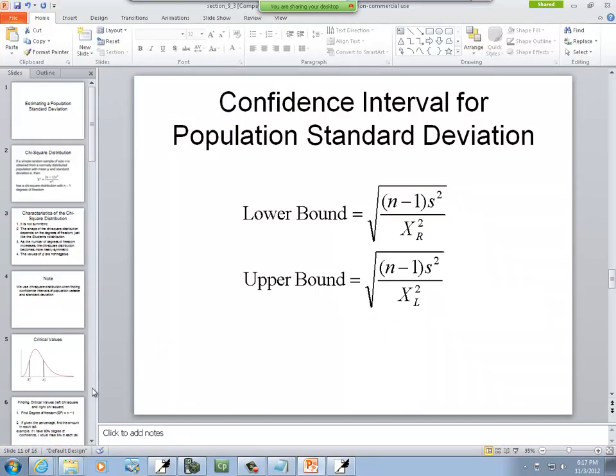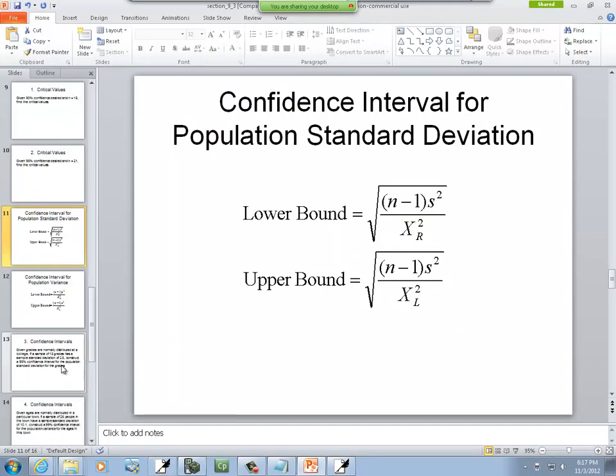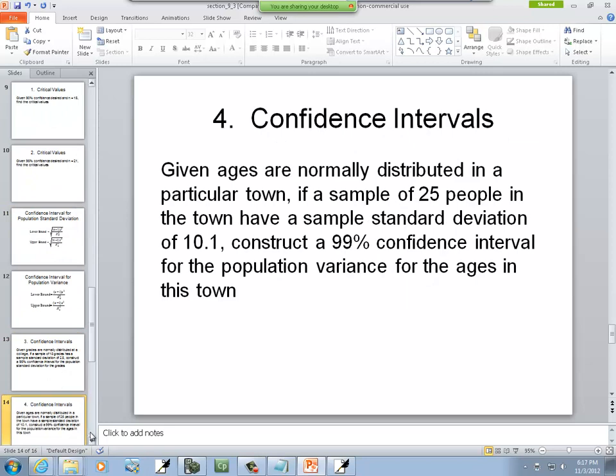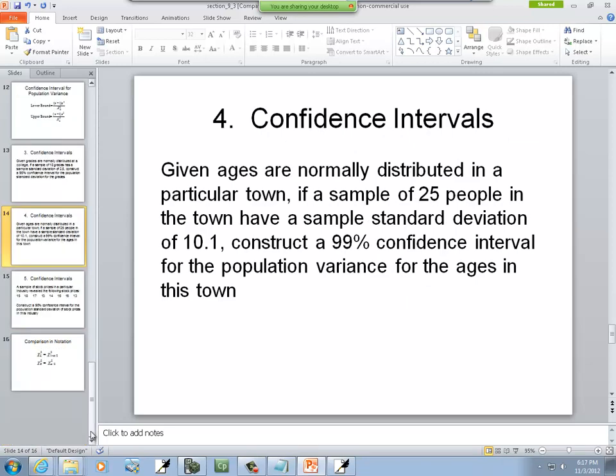Okay, let's look at our next problem. That was number 3, so let's look at number 4. Grab a drink first.